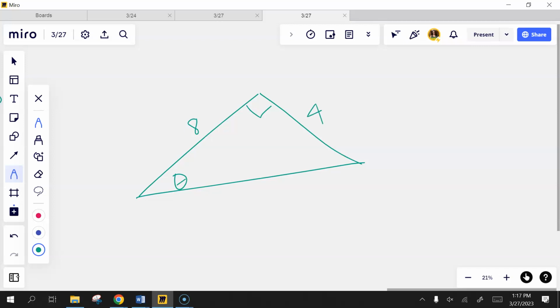Find all 6 trig functions of theta in exact form. What? I don't know how to find. Okay. First thing we need to do is find the missing side. Because for all 6, we're going to have all 3 sides. So let's find this missing side. I can do that using the Pythagorean theorem. I have the 2 legs. I don't have the hypotenuse. That's exactly right. So 8 squared plus 4 squared is going to give me the hypotenuse squared. So 64 plus 16.